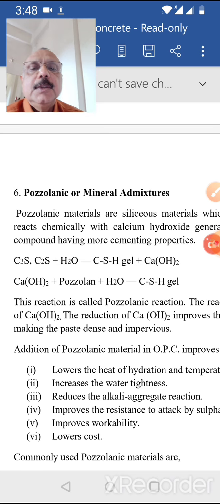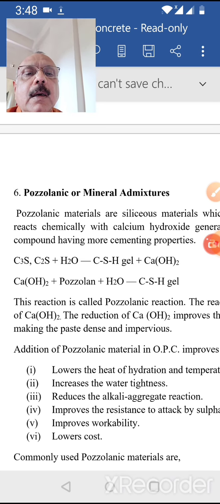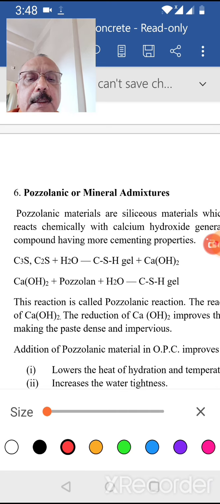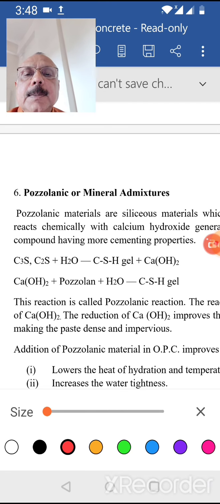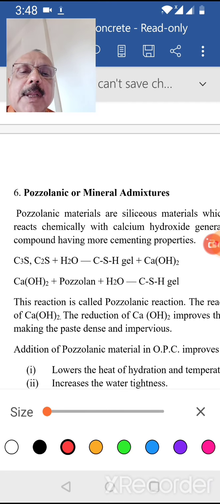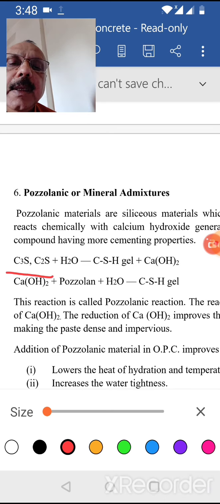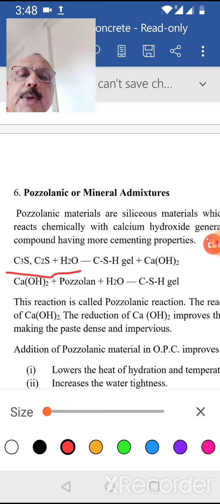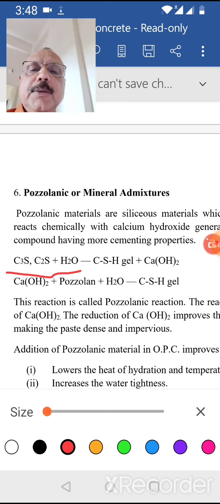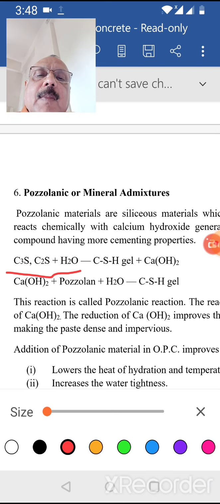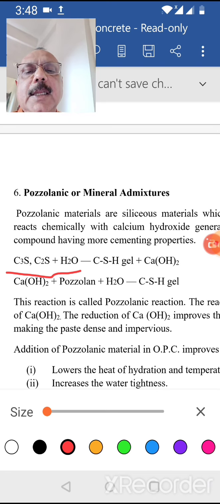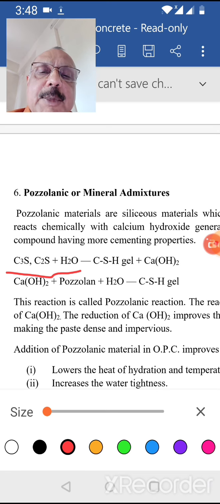Now you can see there is the chemical reaction I have written in these two lines. So basically here you can see C3S and C2S. As conventionally we have seen, it reacts with the water, which we call hydration reaction, and as a result of hydration there is formation of calcium silicate hydrate gel, that is CSH gel, and calcium hydroxide.